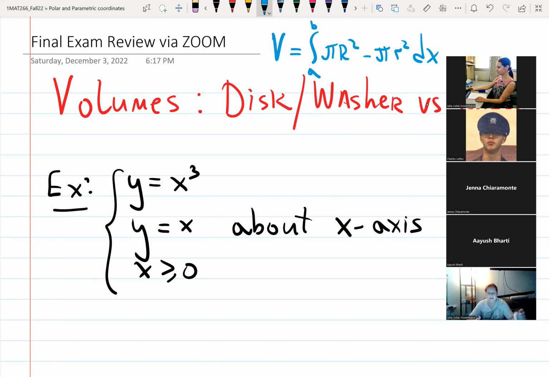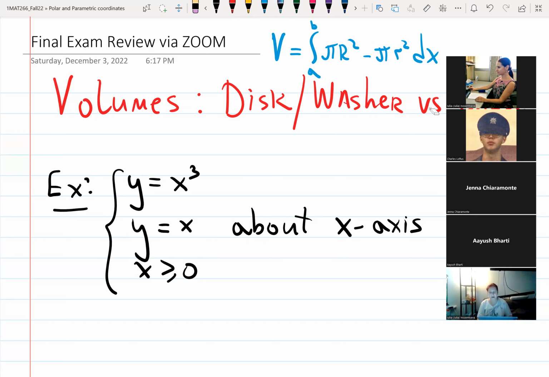So if it's a disk, you just don't have the hole. That means the second radius is 0. That's why it's the same case, just a more general one. So I remember one case. I don't like remembering too many formulas. So that's my recommendation.